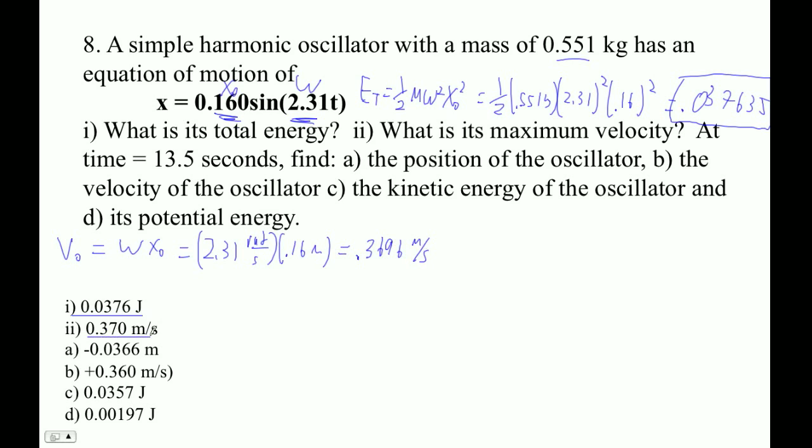Okay, so let's see. At time t equals 13.5 seconds, find the position of the oscillator, the velocity of the oscillator, the kinetic energy of the oscillator, and its potential energy. Oh my God, how are we going to do that? That's like impossible. Okay, so for A, we're going to use this formula, right? X is 0.16 sine 2.31 t. Make sure you're in radians.